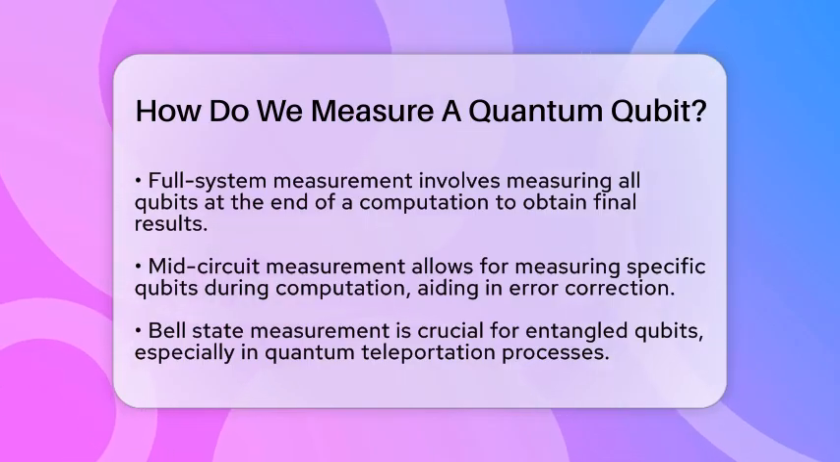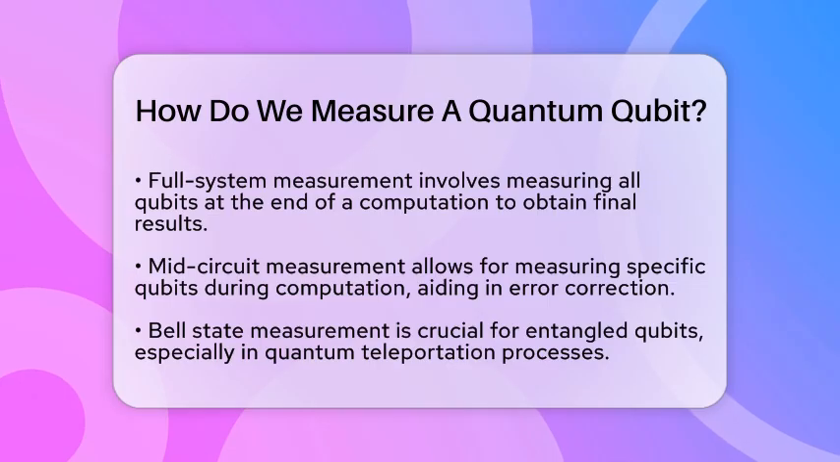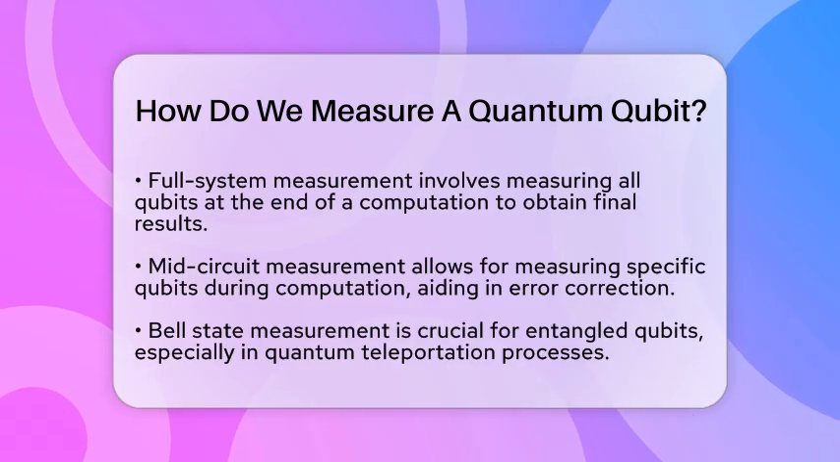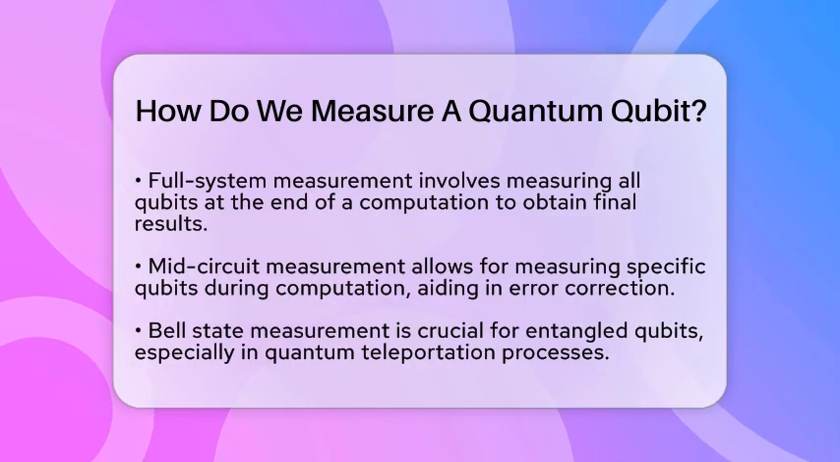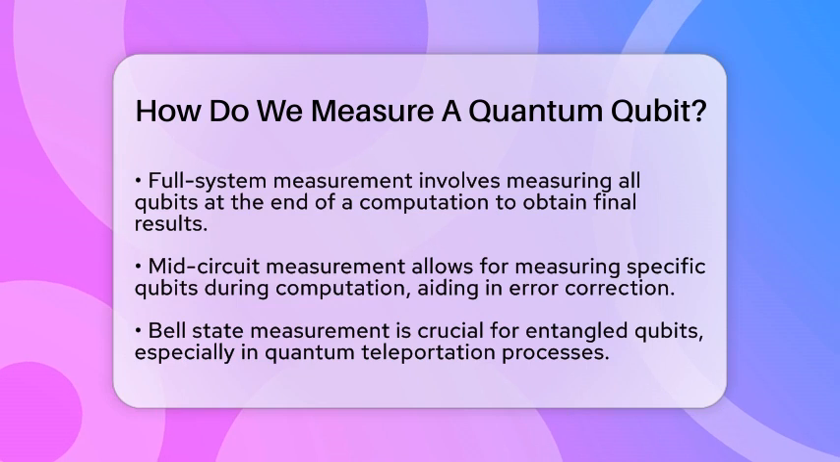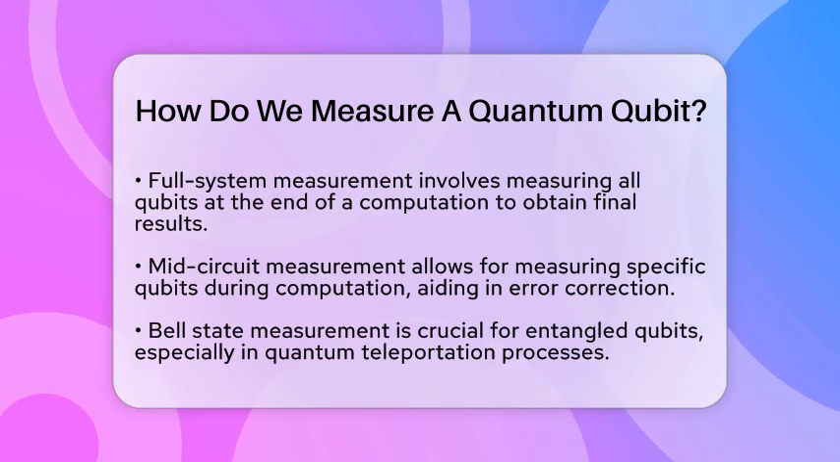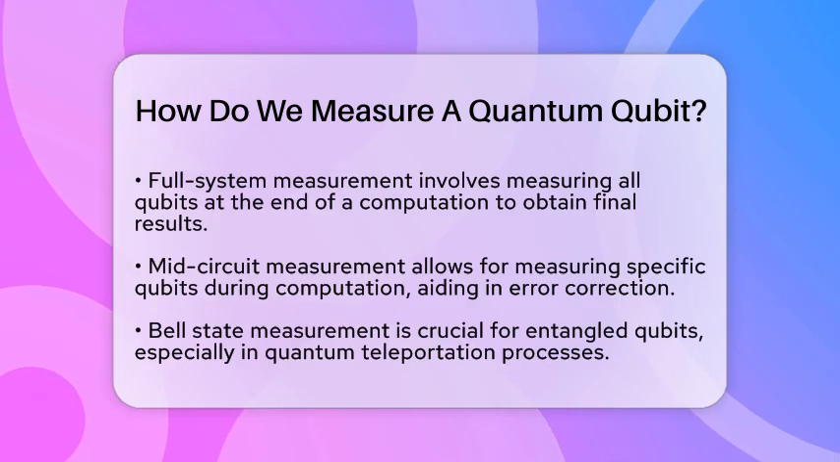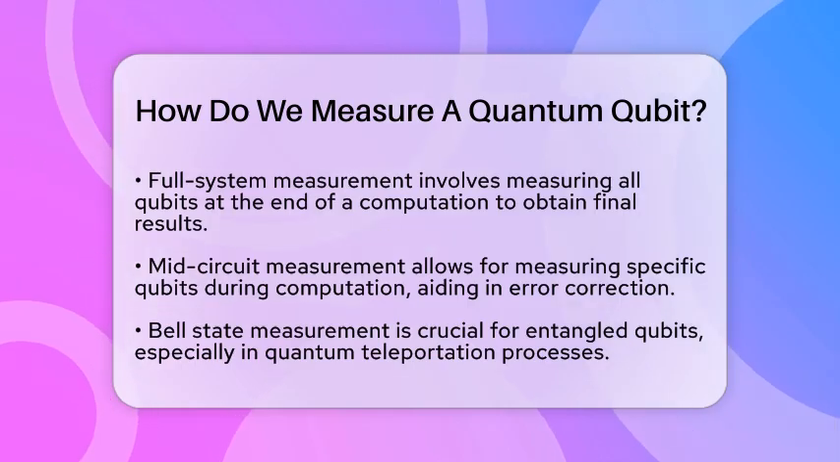Another interesting method is the Bell state measurement, which is used for pairs of entangled qubits. This measurement is vital in processes like quantum teleportation, where we need to measure the joint state of two qubits in an entangled basis. In practical experiments, measuring qubits often involves connecting the qubit system to an external measurement device.